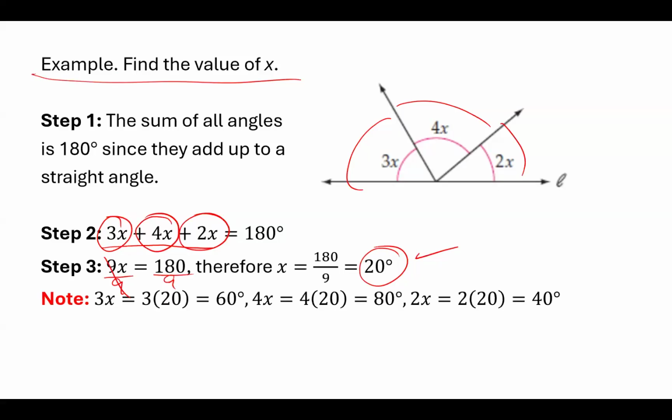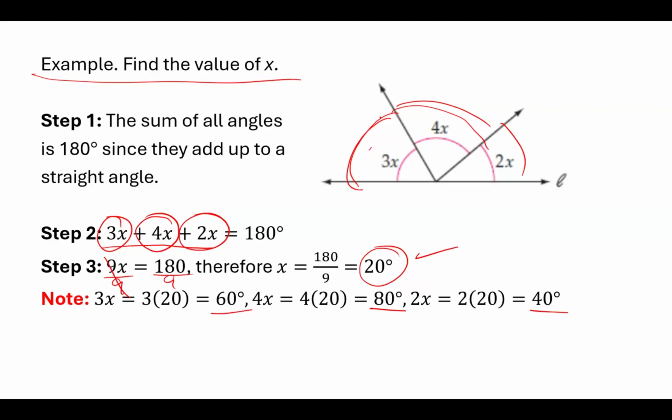But if the question was, what is the value of each angle, then I would go and substitute that 20. And so this angle is 3 times 20, which is 60. The 4x angle would be 4 times 20, which is 80. And the 2x, 2 times 20, which is 40. And you can check your answer that if you add 60 plus 80 plus 40, you get the whole 180.